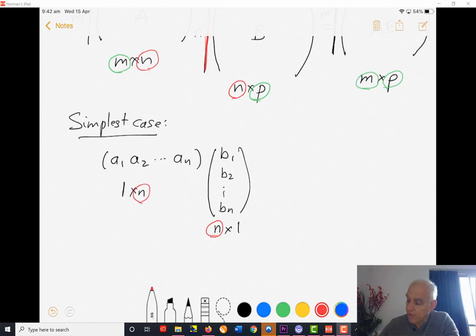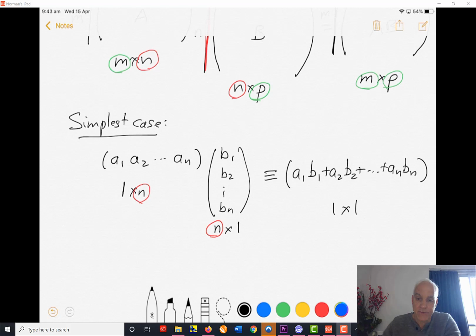And the result of this is, as we've seen before, essentially a dot product of this row vector with this column vector. So it's A1 times B1 plus A2 times B2, so the sum of all such products all the way down to An, Bn. Okay, and that's a 1 by 1 matrix.